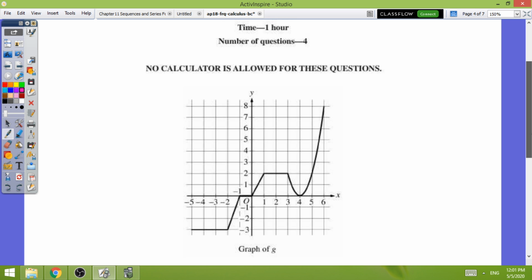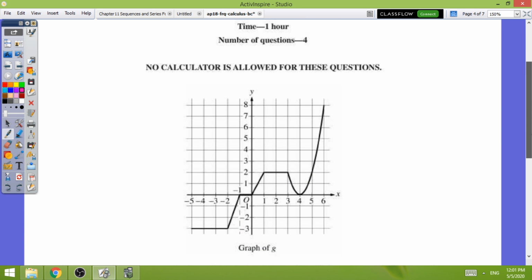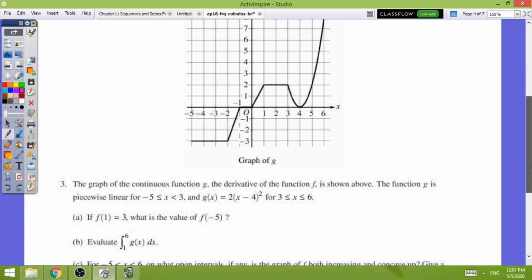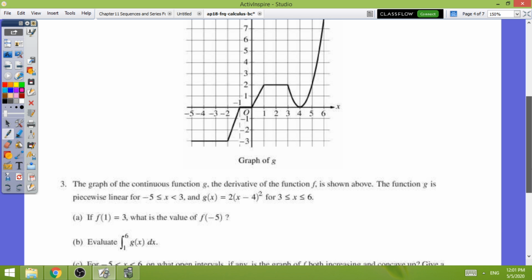So for number 3, the graph is given. It's a graph of g. The graph of the continuous function g, the derivative of the function f, is shown above. The function g is piecewise linear from -5 to 3, and g of x is 2 times the quantity x minus 4 squared from 3 to 6. So this part of the graph right here. If f of 1 is 3, what's the value of f of -5?